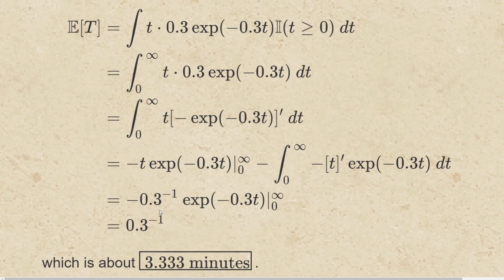down a negative 1 over 0.3 times e to the negative 0.3t, again evaluated between 0 and infinity. The infinity part is going to 0. All we're left with is the 0 evaluation, which gives us 1 over 0.3, which is about 3.333 minutes. So in other words, if I have a random variable that is exponential with rate parameter lambda, the expectation is going to turn out to be 1 over lambda, which is kind of nice.